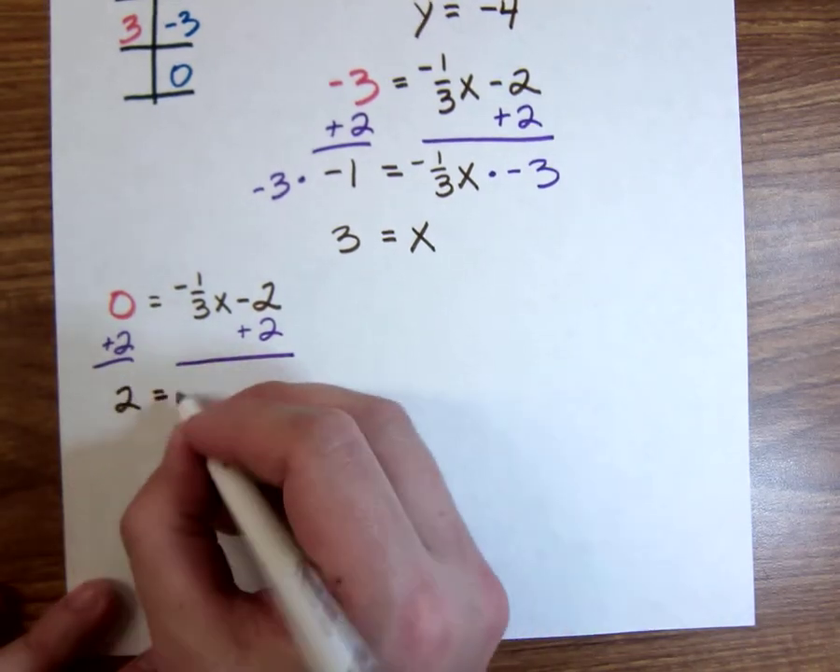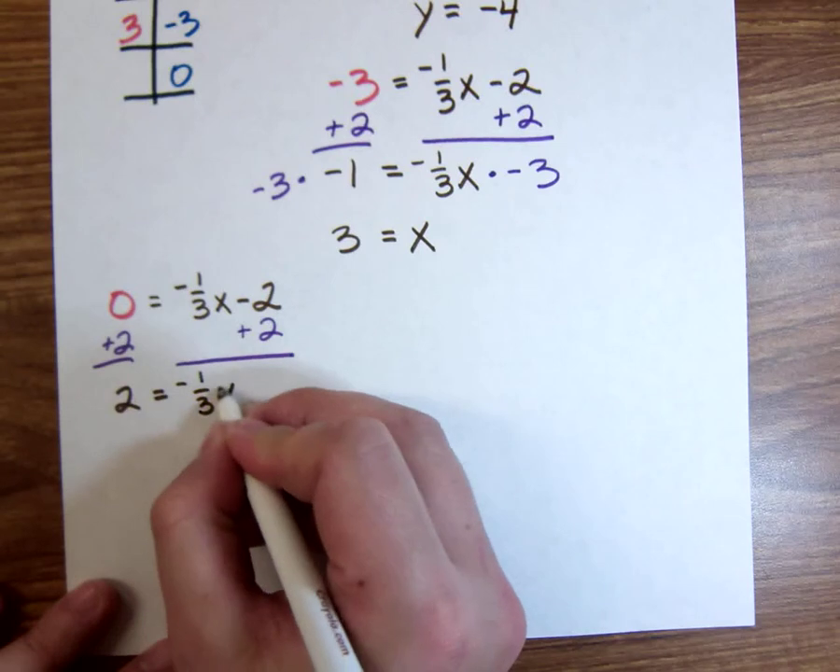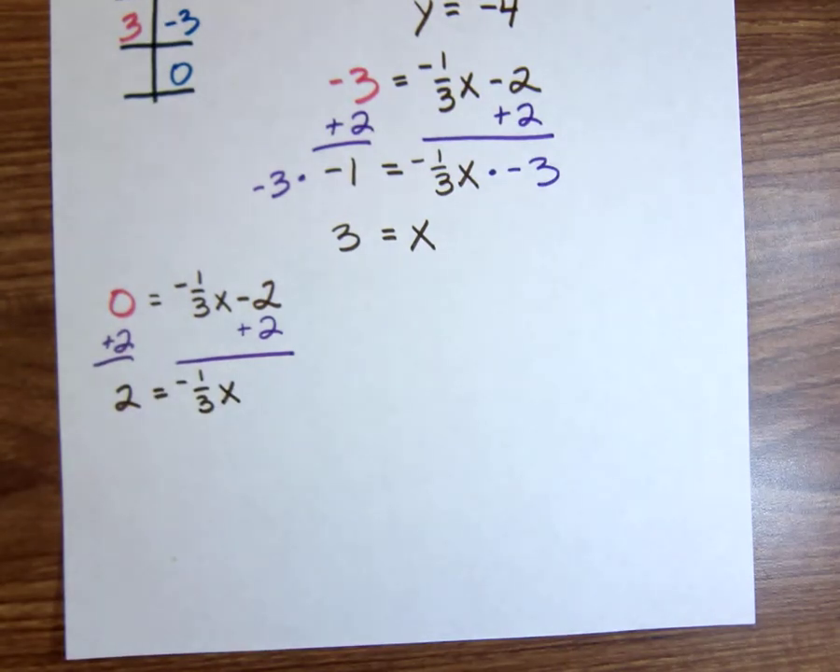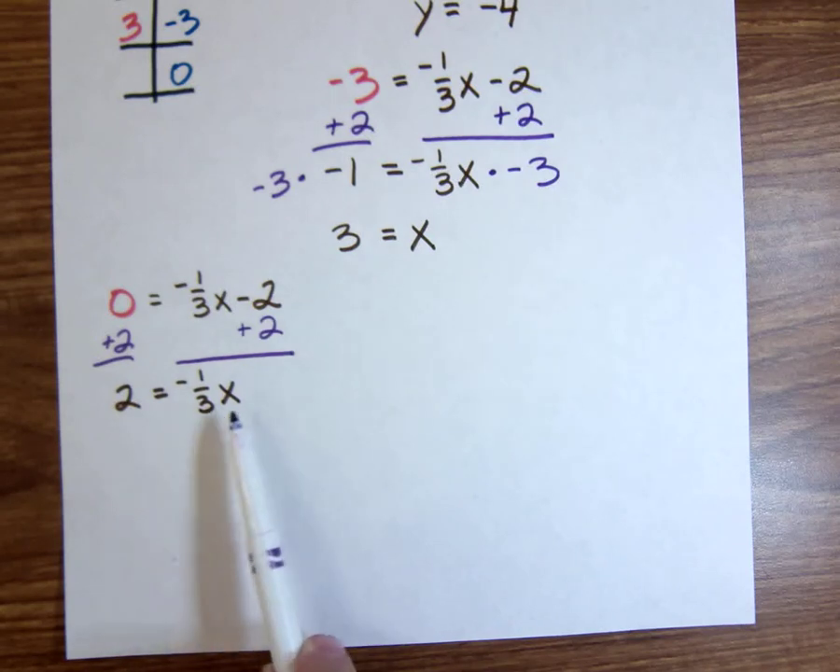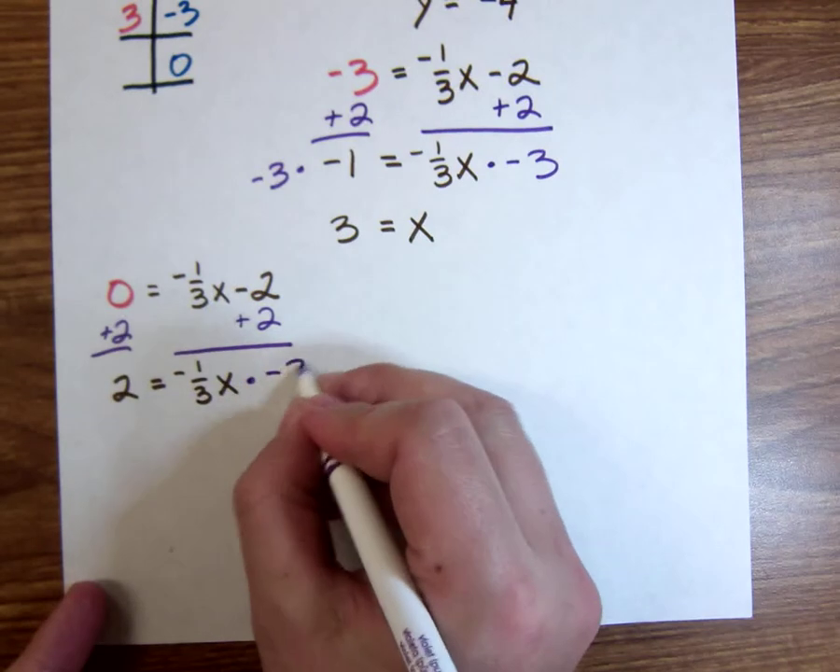2 equals negative 1/3 x. No, this time there's no negative. There's not? Yeah, there is. Negative 1/3, right? Right, that's the one I want to get rid of, the one attached to the x. I'm going to times -3 again.